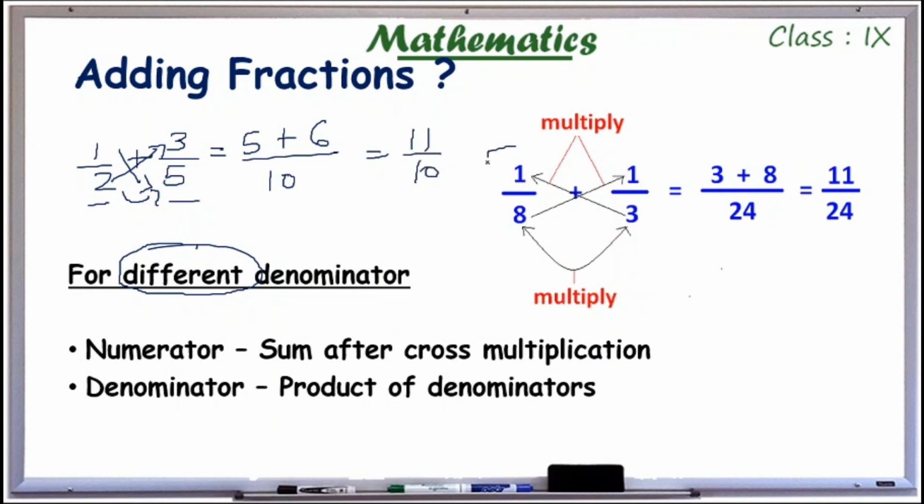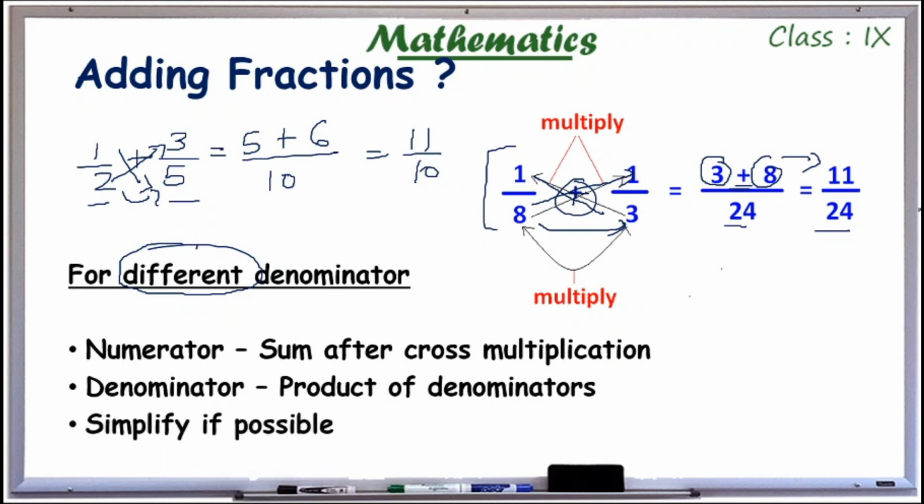And in the case of 1 by 8 plus 1 by 3, first you have to cross multiply. 1 into 3 is equal to 3, plus 1 into 8 is equal to 8. So after cross multiplication you have to add, then take the sum and multiply the denominators. Multiply the denominators: 8 into 3 is equal to 24. So one more step is there. You have to simplify if possible.